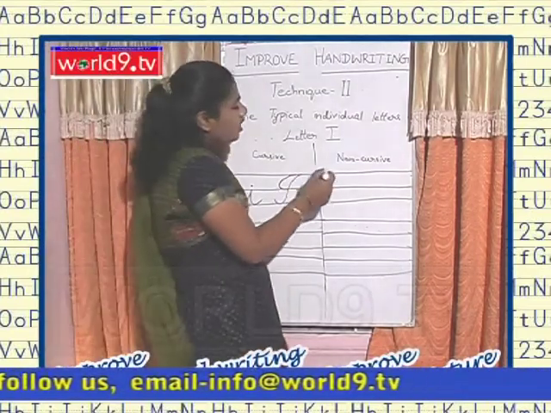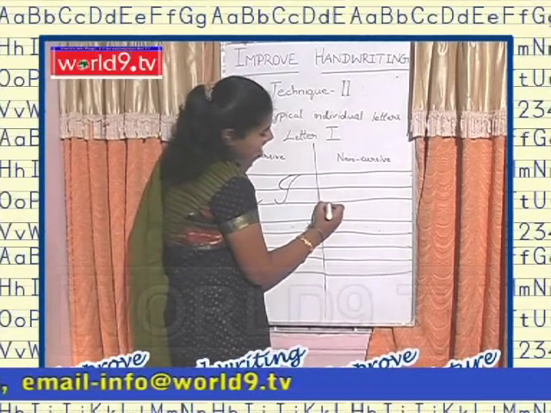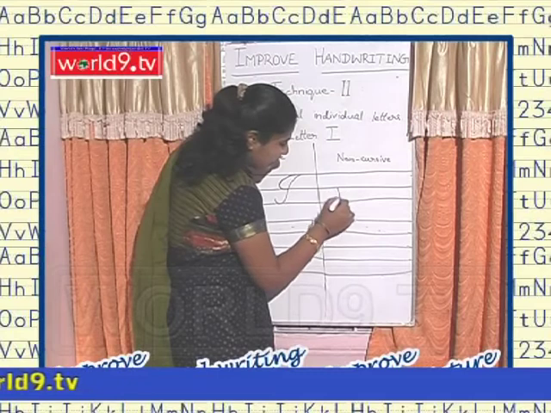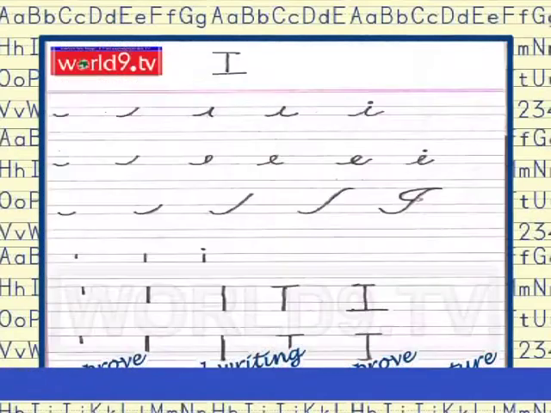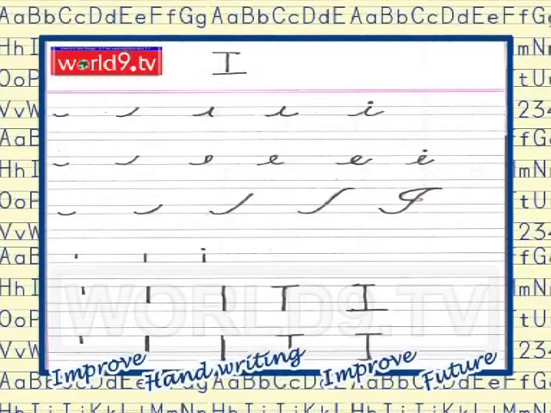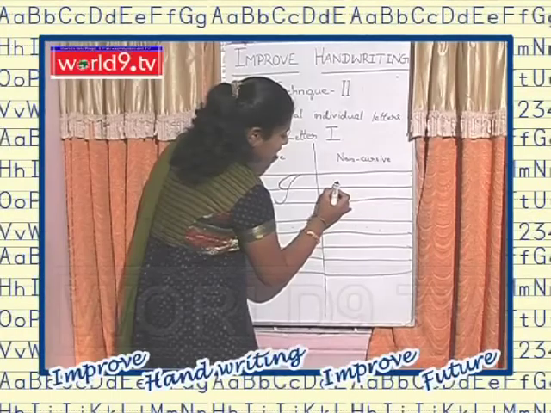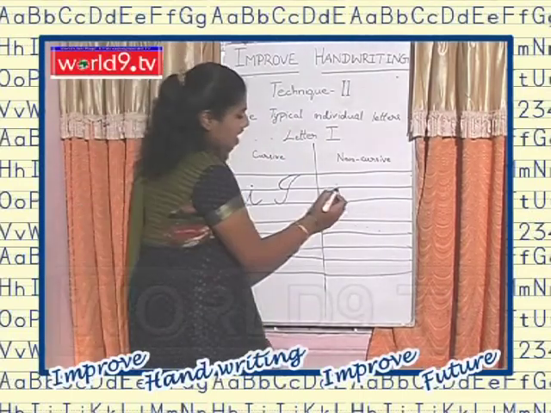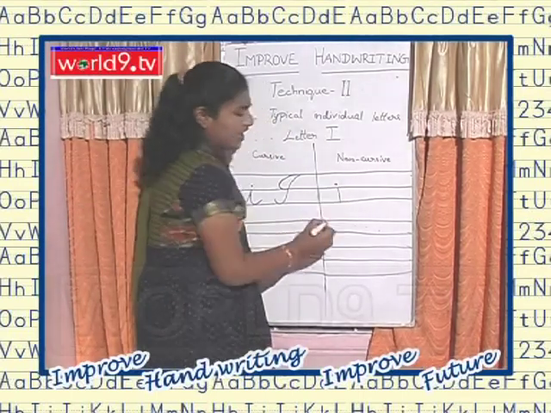But now non-cursive I, small letter. How to write? One standing line from the middle part, upper line to base line, upwards to downwards, a small line, and a dot, and exactly on top of that a dot.